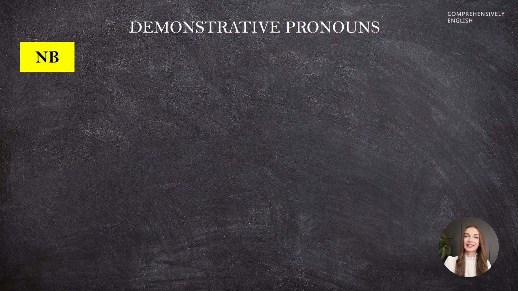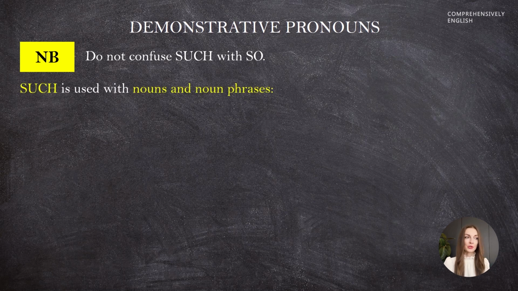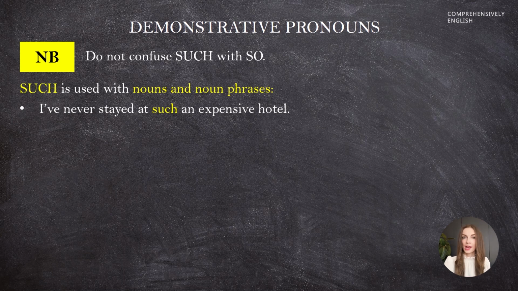Another problem English learners might encounter is how to differentiate between such and so. You should not confuse such and so. They are very different. Let's see. Such is used with nouns and noun phrases. We say, I've never stayed at such an expensive hotel. There is a noun here, hotel.